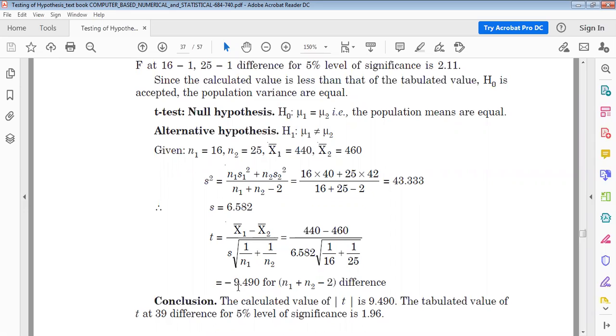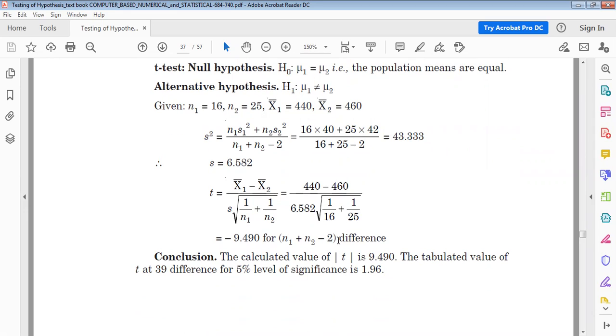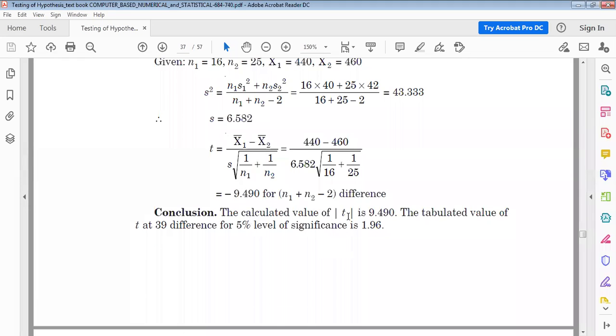Now applying the Student's t distribution formula, we get what? Negative values. And for n1 plus n2 minus 2, that is the degrees of freedom for the t-test. The calculated absolute value of t is 9.490. The table value of t, for 39 degrees of freedom at the 5% significance level, is 1.96. This comes from which table? The Student's t distribution table. Understand?